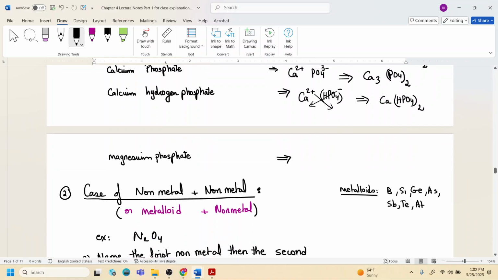Magnesium phosphate, same thing. I do have the magnesium in there. This is 2 plus. The phosphate is the PO4 3 minus. So we're going to cross those charges out, and we're going to have magnesium 3 and the PO4 that is going to be 2.